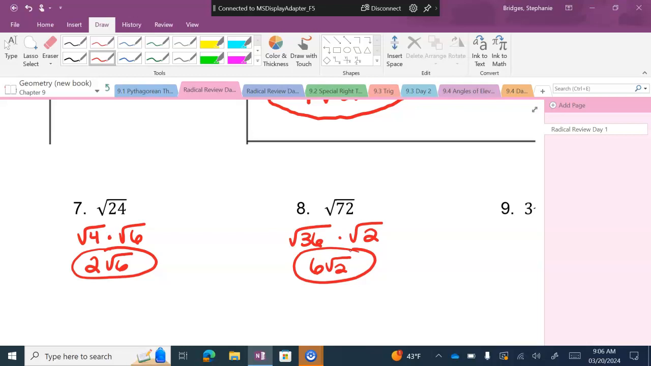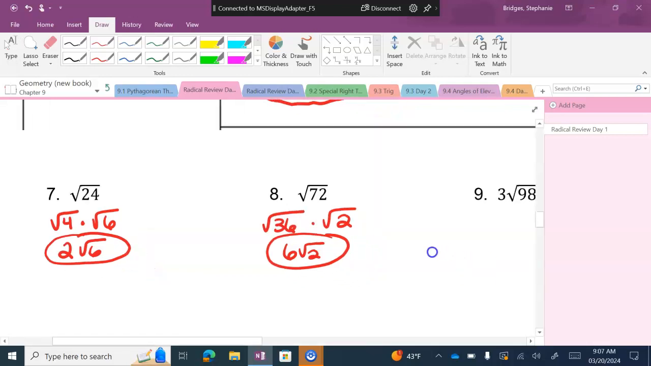That's why we always start with the number closest and work our way backwards to ensure that we get the largest perfect square. Now, if you gave me this as an answer, I would not count it completely wrong, but I would take a couple of points off because it's not completely simplified. Does that make sense? I'll show you how to finish simplifying this after we talk about 9. Is everybody ready? All right, let's take a look at 9.